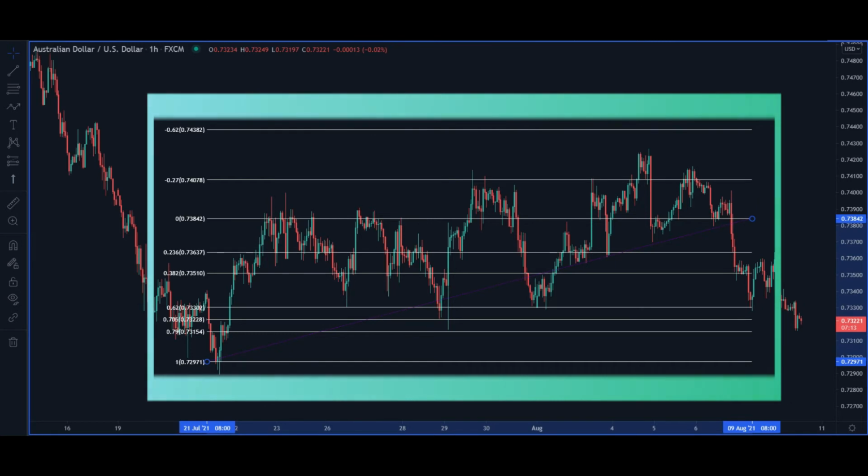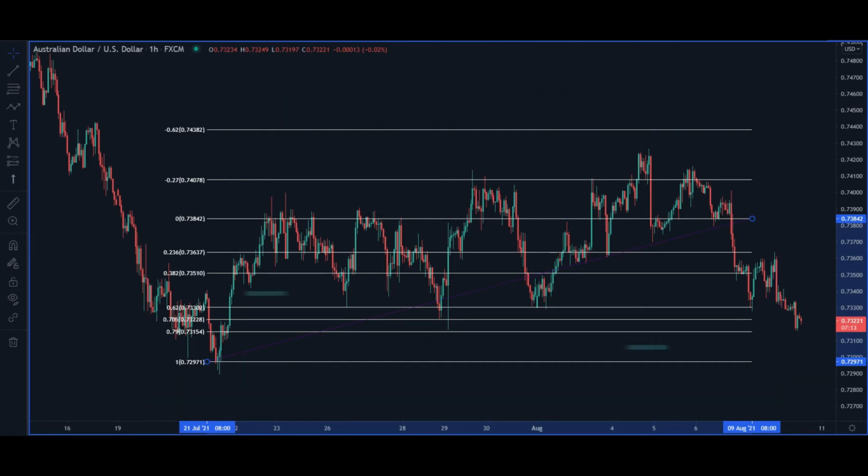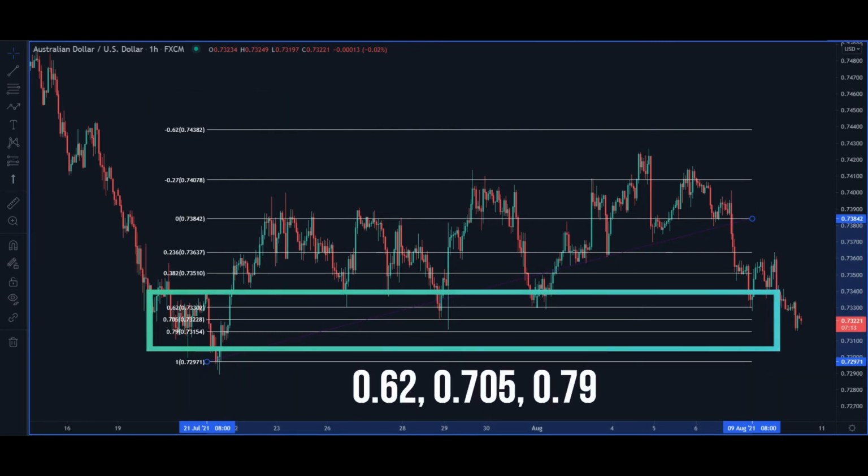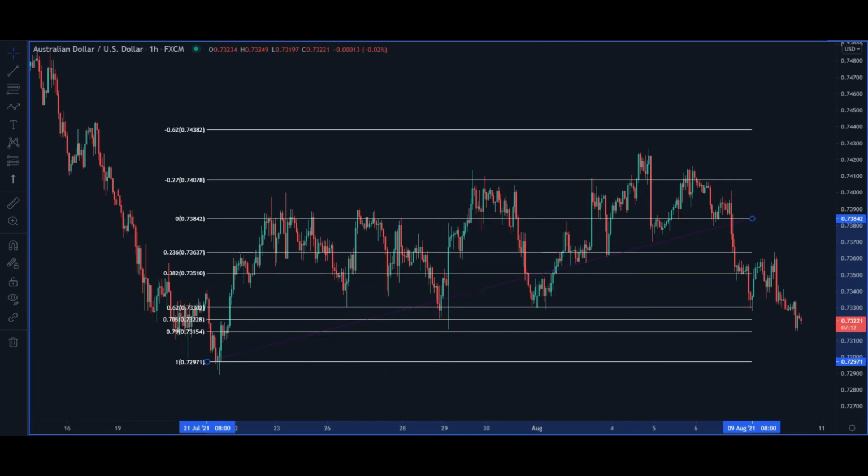Once you have drawn your fib retracement levels, you can then confirm that if price bounces and reacts from the 0.62, the 0.705, or the 0.79 level, then those are the correct entry points, and any of those levels are valid. And then, once you have set your entry on any of those levels, you can then target the 0 level, the negative 0.27 level, and the negative 0.62 level for your take profit.